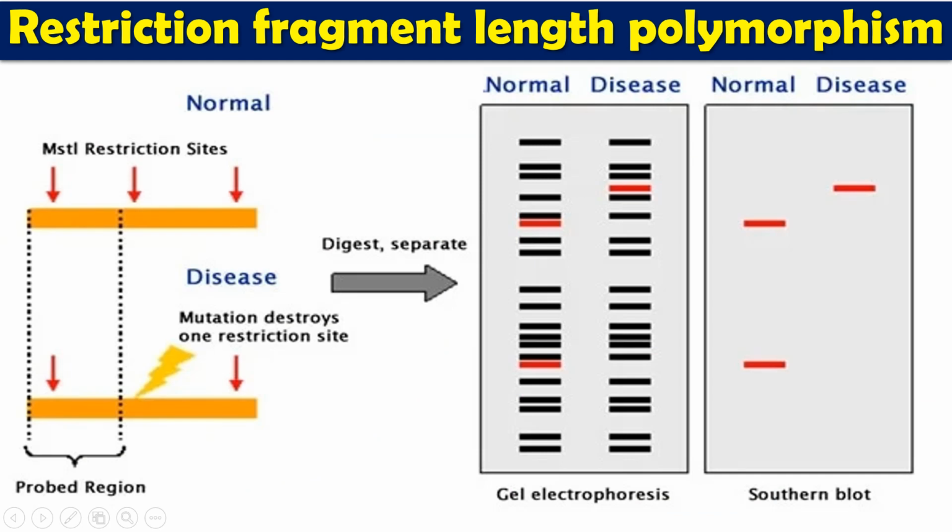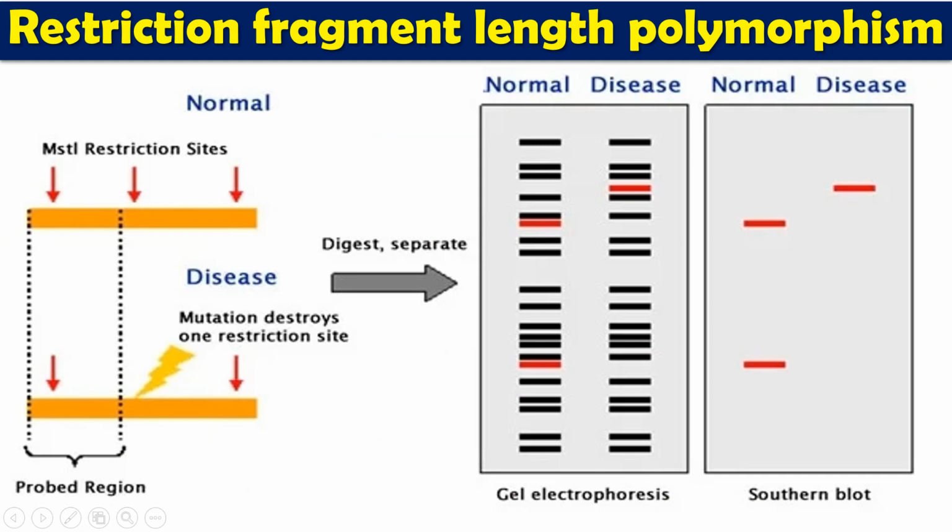So this is from an abnormal case, and this is from the normal person. If you see in the case of the normal sequence, there are different restriction sites. In the case of disease, because this site is mutated, the third site is not present here. So this DNA is going to be digested from here, here, and here. You will get a total of 1 fragment, 2 fragments, 3 fragments and 4 fragments.